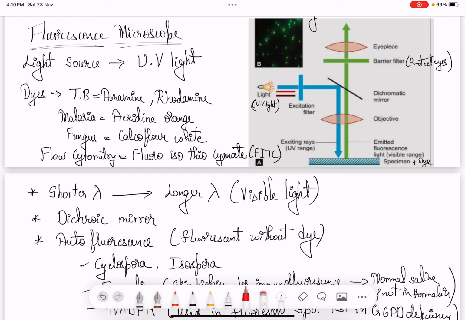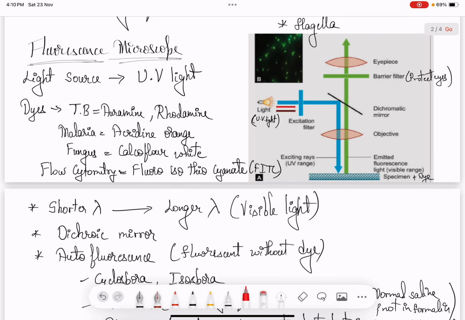Whenever this comes here, it gets reflected into the specimen. And one more feature you have to remember is that the specimen is not just a normal specimen. It is mixed with a dye, that is the fluorescent dye. So you have to remember a few dyes which are important. The few dyes for TB: for TB the dye is auramine or rhodamine, and for malaria it is acridine orange. For fungus it is calcofluor white, and for flow cytometry, this is used in pathology actually, you use FITC, that is fluorescein isothiocyanate.